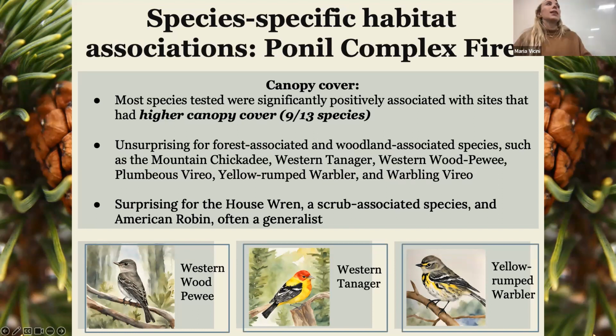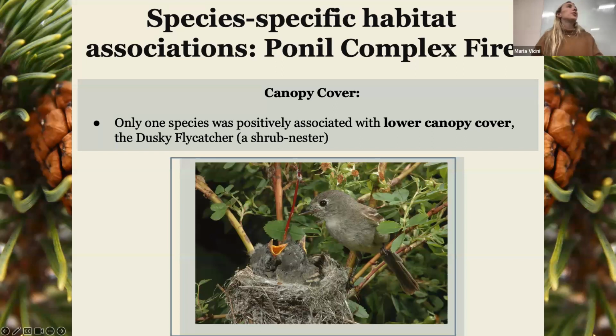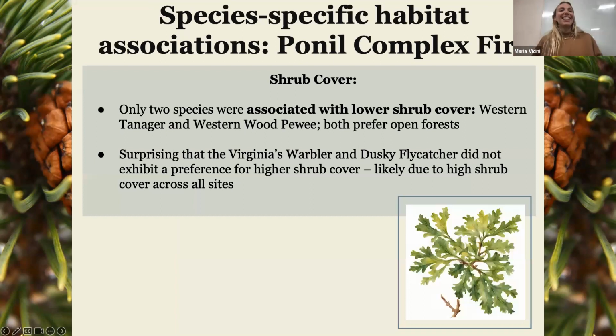It was unsurprising that a lot of the forest-associated and woodland species, such as those on the NMDS plot that I've listed here, did have this relationship, though it was surprising for one scrub-associated species, the house wren, and the American robin, which is typically a generalist. Only one species at the Poniel Fire was associated with lower canopy cover. This is the dusky flycatcher, and it is a shrub nester, so this is not that surprising, and this is just it nesting in a shrub, in case you're curious.